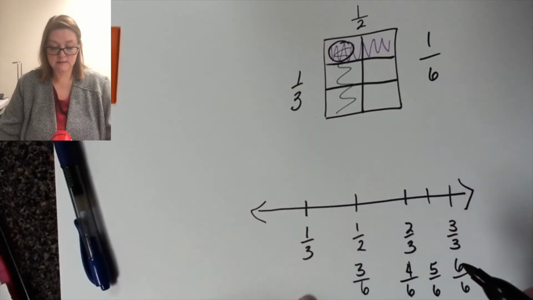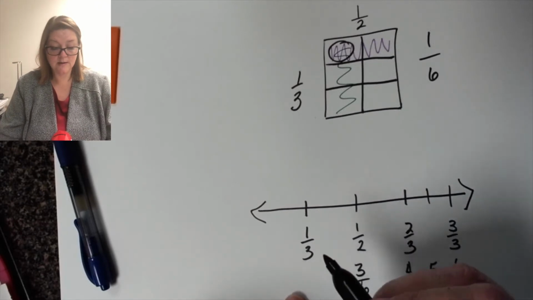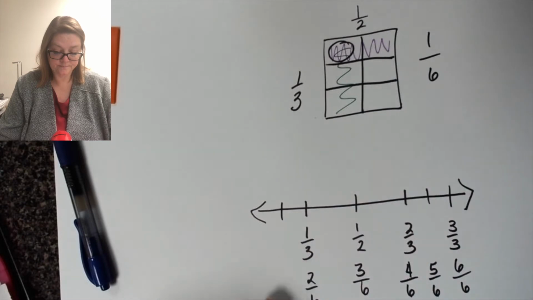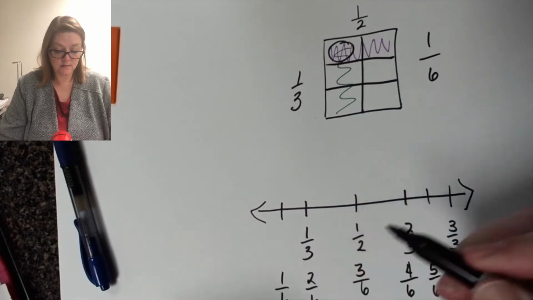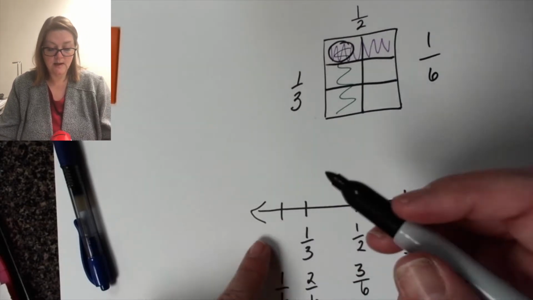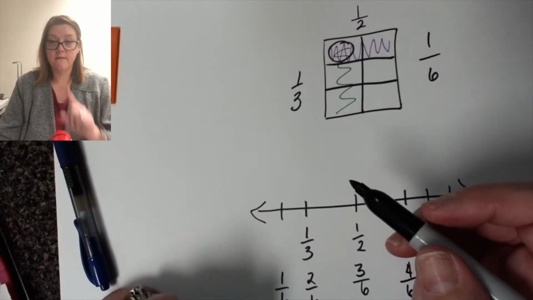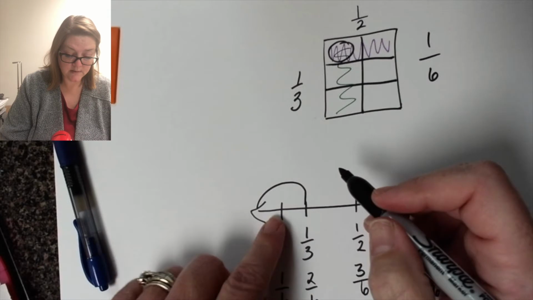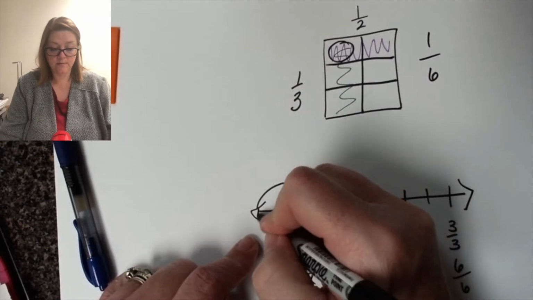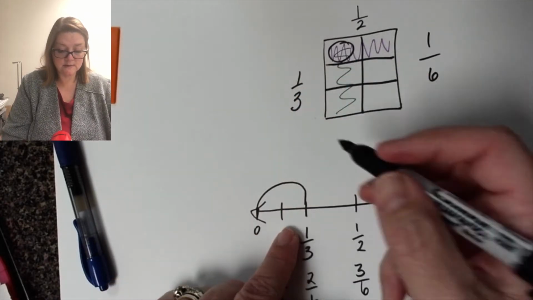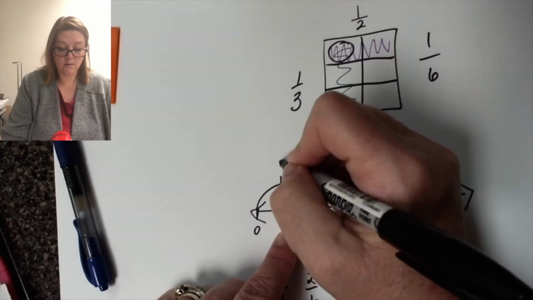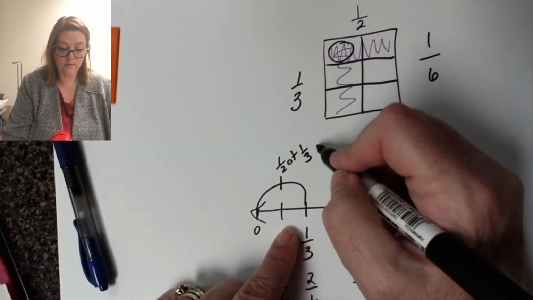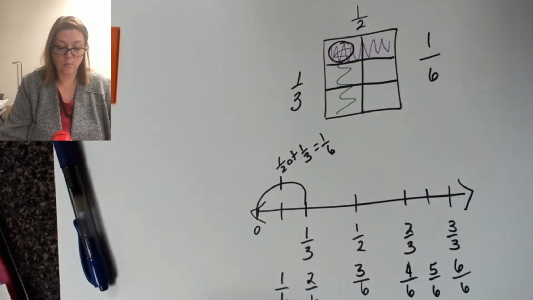So 6/6. Over here, this is 2/6, and this is 1/6. Now, what is half of a third? Because this is the distance I'm looking for. What is half of that? Well, half of that distance, if this is 0, is right here. So this is half of 1/3, which is 1/6.